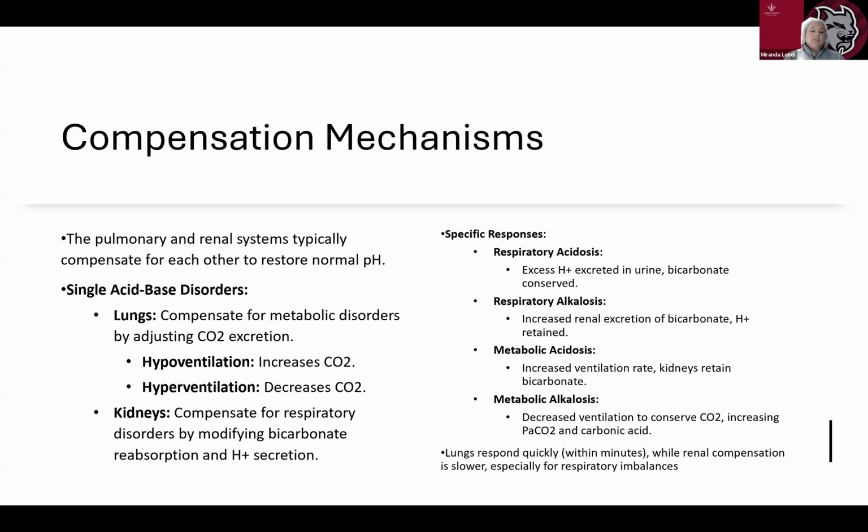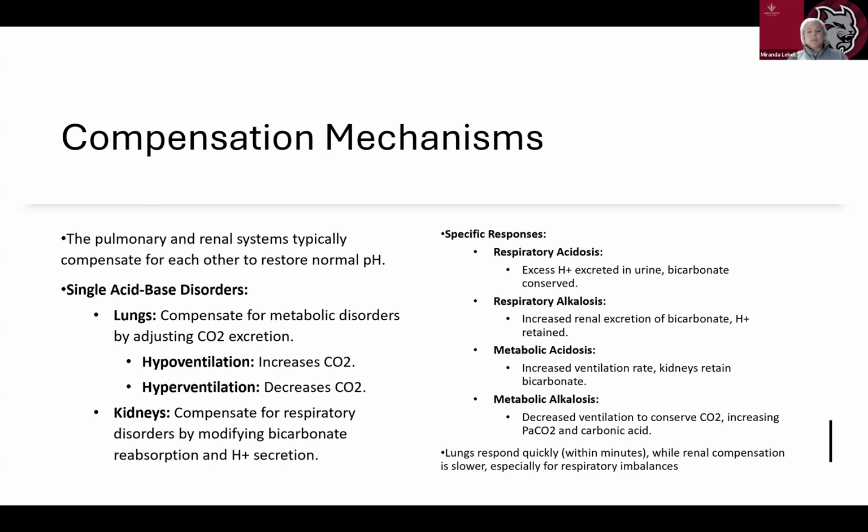Kidneys are going to compensate for respiratory disorders by modifying that bicarb reabsorption and hydrogen secretion. So, with respiratory acidosis, we're going to see excess hydrogen excreted in the urine and bicarb conserved. Respiratory alkalosis: increased renal excretion of bicarb and hydrogen retained. Metabolic acidosis: increased ventilation rate, kidneys retain bicarb. Metabolic alkalosis: decreased ventilation to conserve CO2, increasing PaCO2 and carbonic acid.